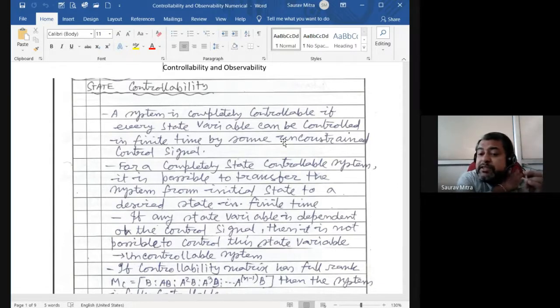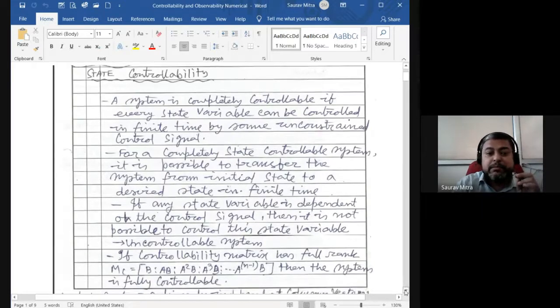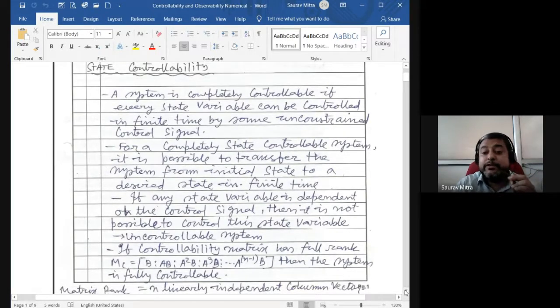Now, two things I will teach you. First, what is the definition of controllability and observability? And second, how to find the controllability matrix and observability matrix. So let us see state controllability. What is the definition? A system is completely controllable, meaning completely state controllable.